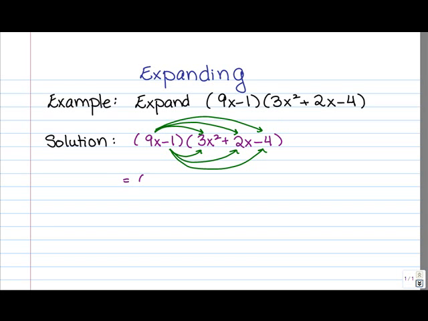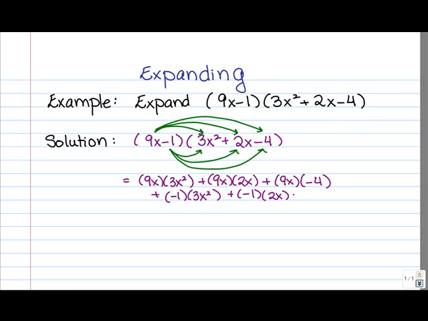What we end up with is 9x times 3x squared plus 9x times 2x plus 9x times negative 4. Running out of space a little bit here, so let me go ahead and continue on the next line, plus the negative 1 times the 3x squared plus the negative 1 times the 2x plus the negative 1 times the negative 4. So now our next step is to go ahead and expand all of these terms so that we can group them together and simplify.